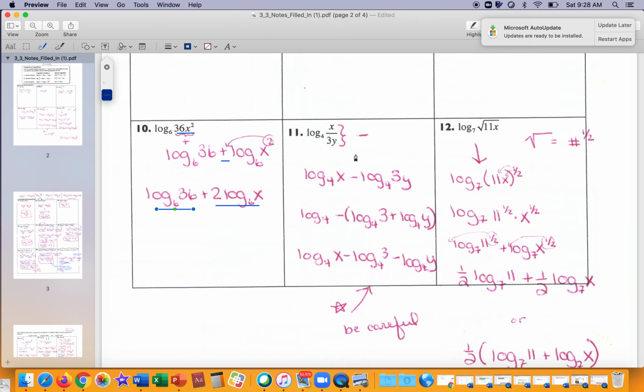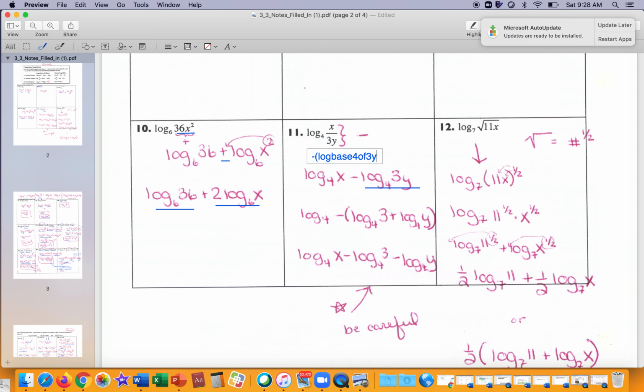So this one, number 11, a lot of people struggle with. So we first break apart division with subtraction. So it's log base 4 of the top, minus log base 4 of the bottom. Now just be careful when you then continue and expand log base 4 of 3y. Notice that it's minus the quantity, I have to write it like this, log base 4 of 3 times y, right? 3y.